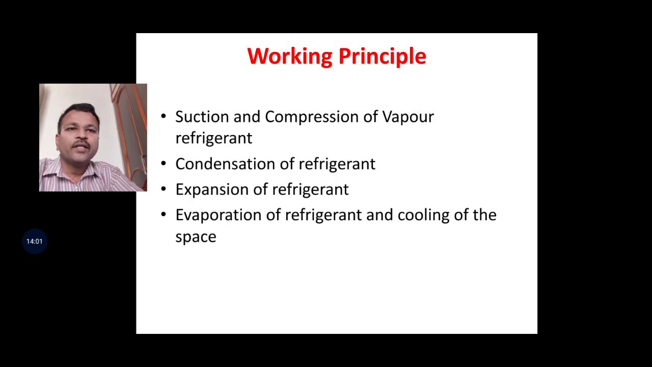The vapor refrigerant enters the compressor, and compression of the vapor refrigerant is done by the compressor. Condensation is the second stage. The third stage is expansion, that we have seen. The last stage is evaporation of refrigerant and cooling of the space. So this is about vapor compression refrigeration. It is a big question, an 8 to 10 marks question: draw a sketch and explain the working principle of the vapor compression refrigeration system. You have to draw the sketch and explain each and everything.